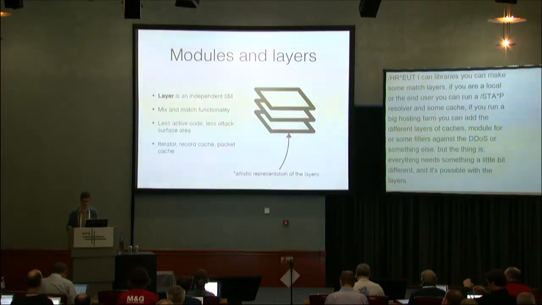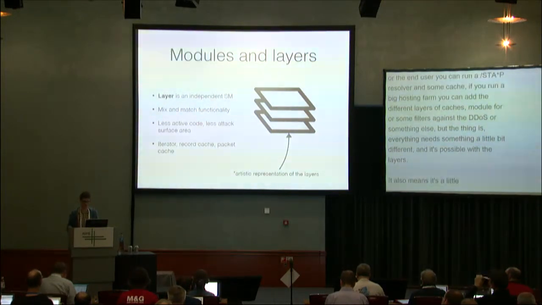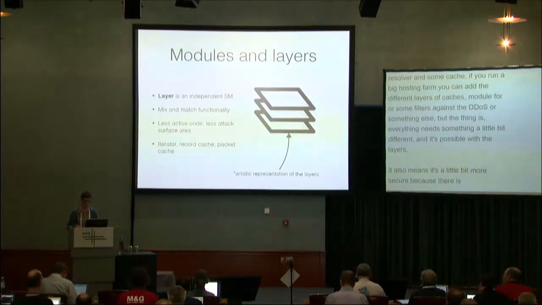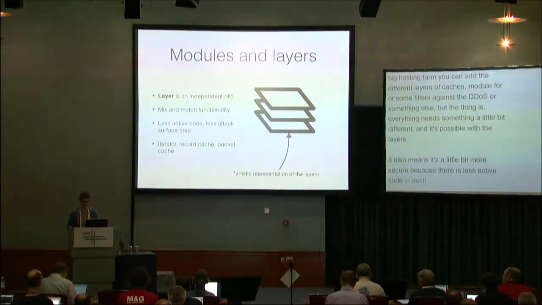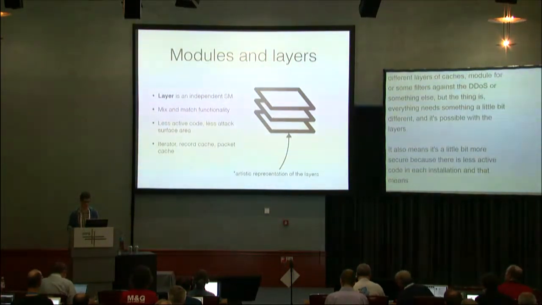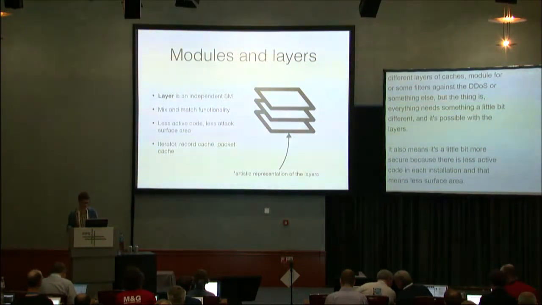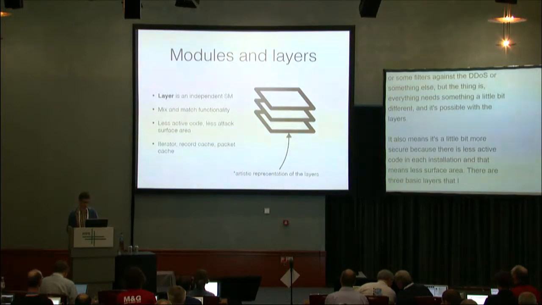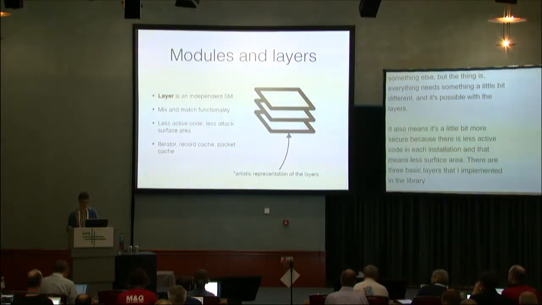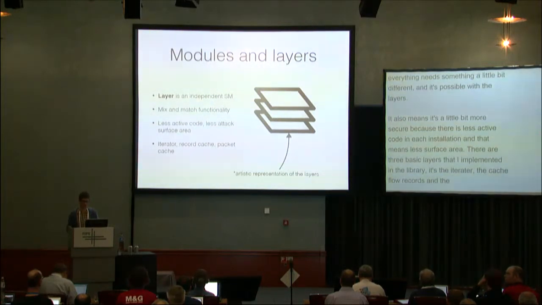It also means it's a little bit more secure because there's less active code in each installation, and that means less surface area for attack. So there are three basic layers that are implemented in the library. It's the iterator, the cache for records, and the cache for packets, which is used for the negative caching and the positive caching as well.